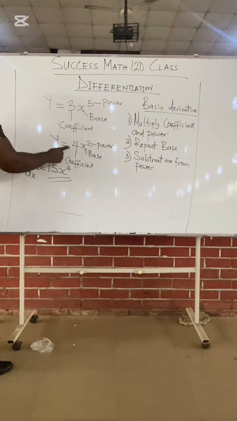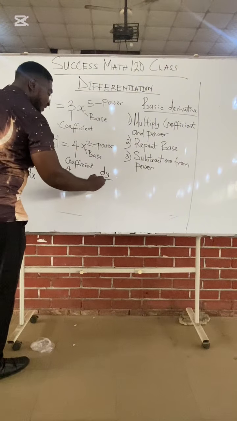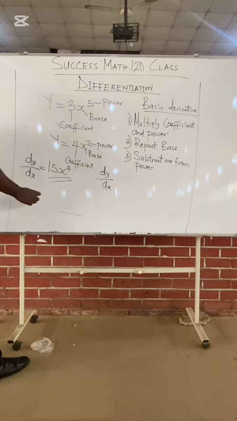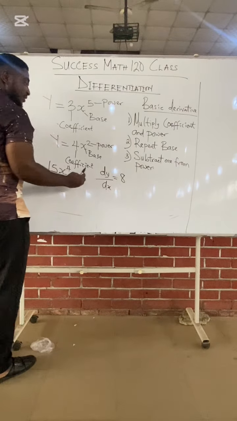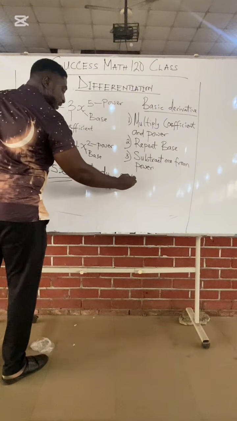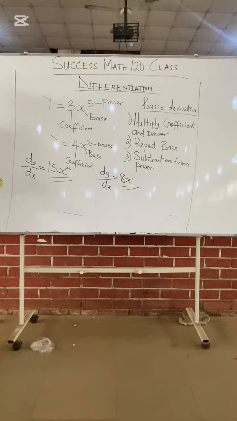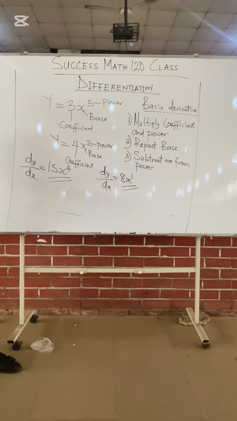Let's do the same thing for this second one. Y equals to 4x raised to power 2. We want to differentiate dy dx. We say coefficient times power. 4 times 2, 8. Repeat your base, x. Subtract 1 from the power. 2 minus 1. So we end up having 8x raised to power 1. So the differentiation of 4x raised to power 2 is 8x raised to power 1.